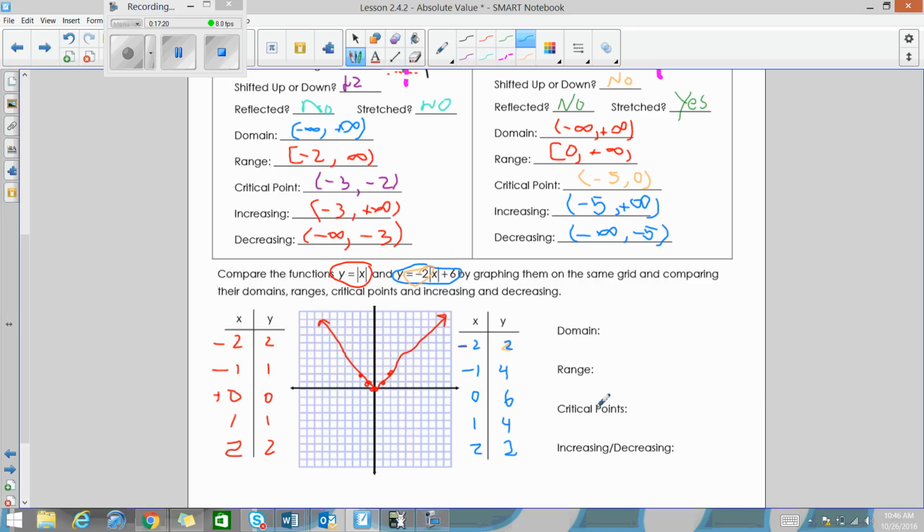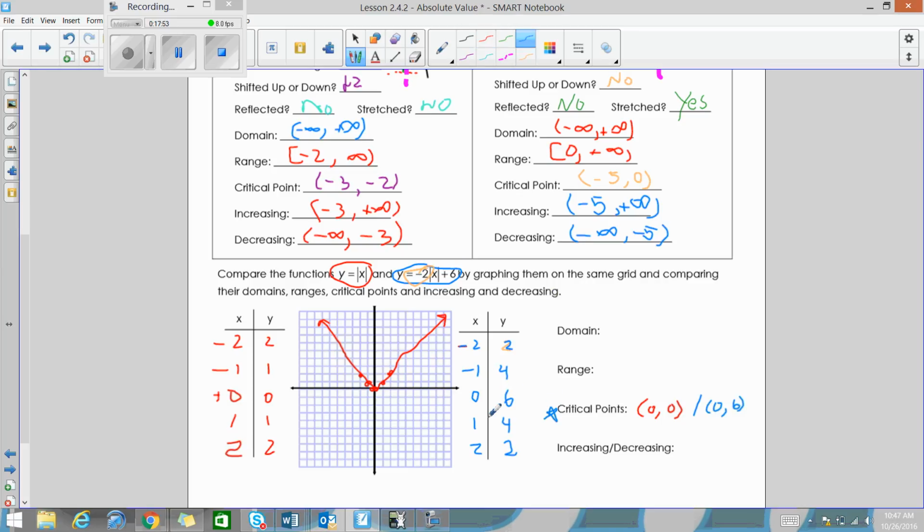Now, if you look, we should be able to tell from here, without even looking at this, what our critical point is. So for our blue guy, our critical point, we're not moving left or right, so it's 0, but it's plus 6. So our critical point for the blue guy is 0, 6. For our red guy, which we already have plotted, our critical point is 0, 0. Now, to compare, what's the difference between these two critical points? Well, the blue with the negative is shifted upward 6.